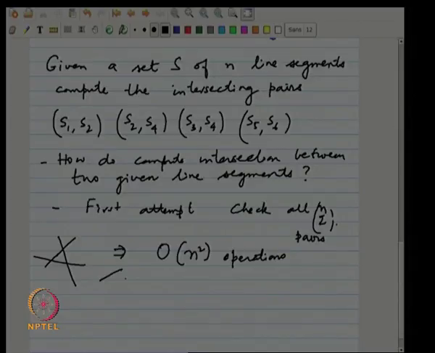The other case could be none of them intersected, they are all disjoint. So, it can have the entire spectrum again. You can have all the way from n choose 2 intersections to 0 intersections. How do we argue that this simple naive algorithm is good or bad? Do you think you should be satisfied with this, or is there some shortcoming?